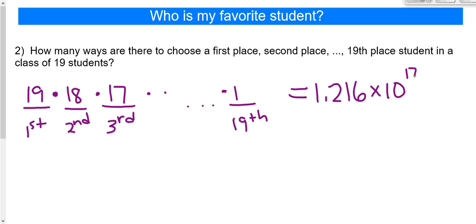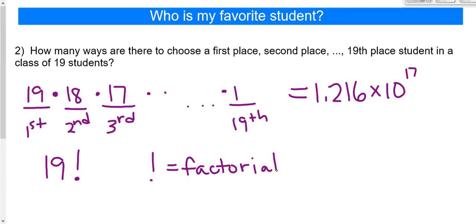Now, there is a shortcut, and I suspect you know where this is headed. The symbol that we use when we want to multiply 19 by 18 by 17, et cetera, all the way down to 1, is 19. What is it? Yep, 19 factorial. That exclamation point is the factorial symbol. And factorial means multiply all of those whole numbers until you get down to 1. Okay, your calculator has factorial on it, and there's a separate video I've recorded for you using my calculator. It's about a 1-minute video to show you two ways to find factorial on your calculator. So make sure you look at that.